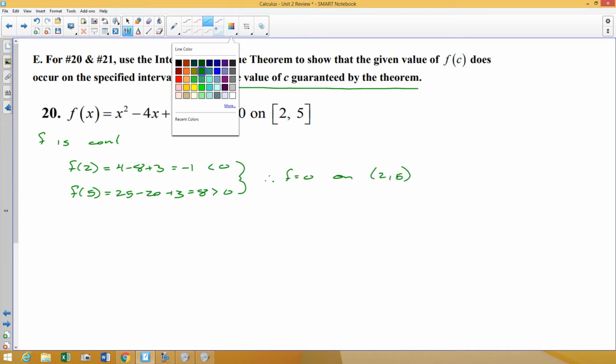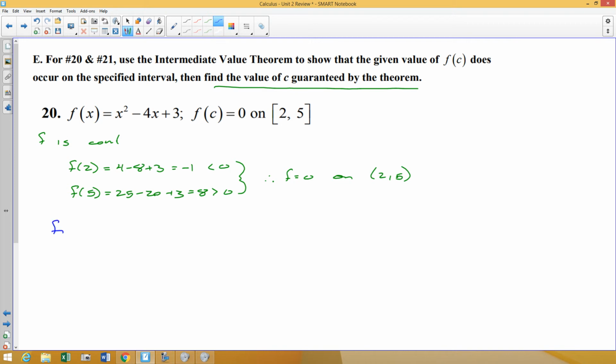But then we're supposed to find the value of c where that happens. So now we're going to find c, which means we're going to take the function, and I'm going to be technical. I'm actually going to plug in c. So f of x is x squared minus 4x plus 3. So f of c is c squared minus 4c plus 3. And we're trying to find out when that actually equals 0. So we're going to solve that equation by factoring, c minus 1, c minus 3. And we get c values of 1 and 3.